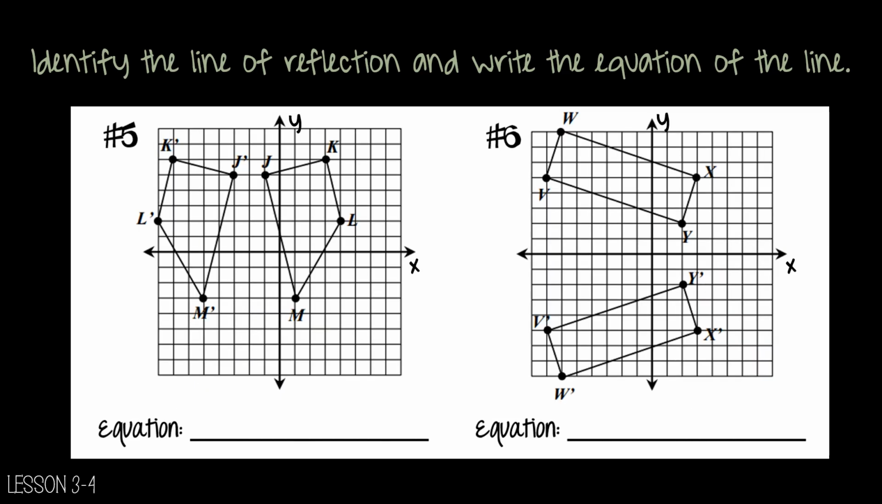Number 5, right in the middle, kind of easy to see with j and j prime. Vertical line right there, x equals -2. And this is just the x-axis. Of course, that's not an equation. It is y equals 0 is the equation of that line.